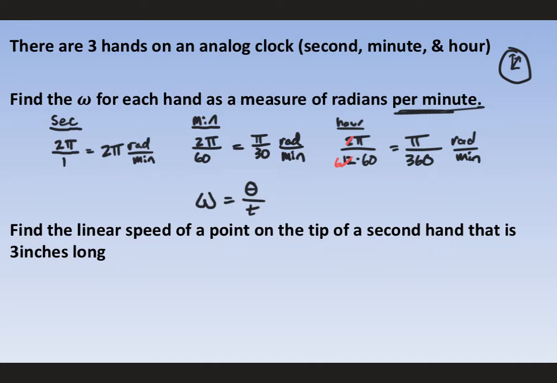All right, now this last one, there's a little extra problem on here. It says, now that you found the angular speed, and these are angular speeds right here for each of the hands, that's great, find the linear speed of a point on the tip of a second hand that is 3 inches long. Okay, so we're going to go ahead and do this for a problem.